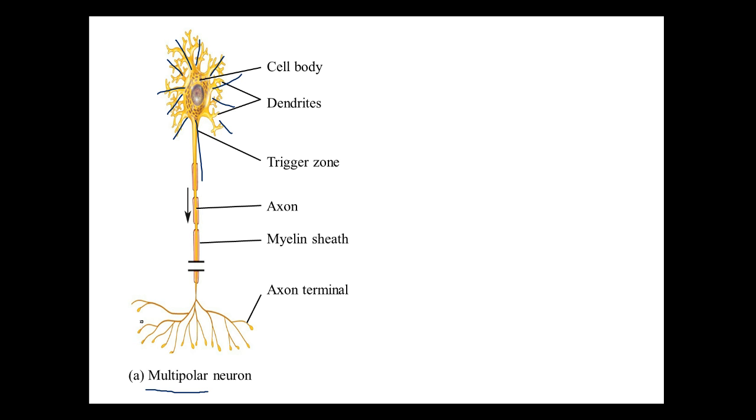You'll notice that we still have all the same areas. We have the trigger zone within the hillock, axon, myelin sheath can be present. We have our axon terminals or synaptic end bulbs. Multipolar neurons are going to be motor neurons. So anytime you hear someone talk about multipolar, they're referring to either motor neurons, which is the majority, or they could be referring to interneurons.